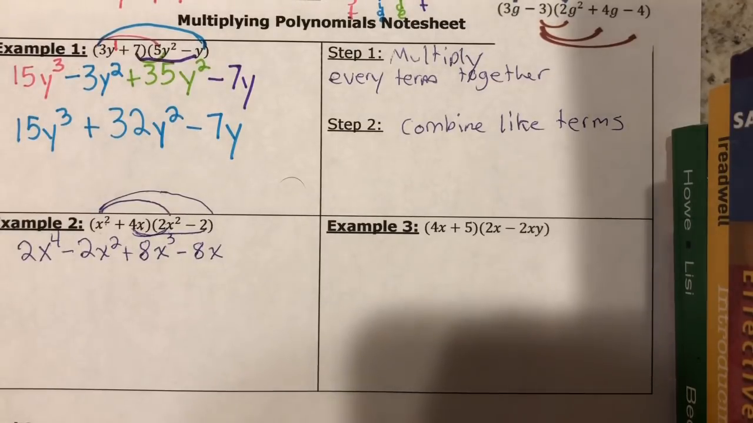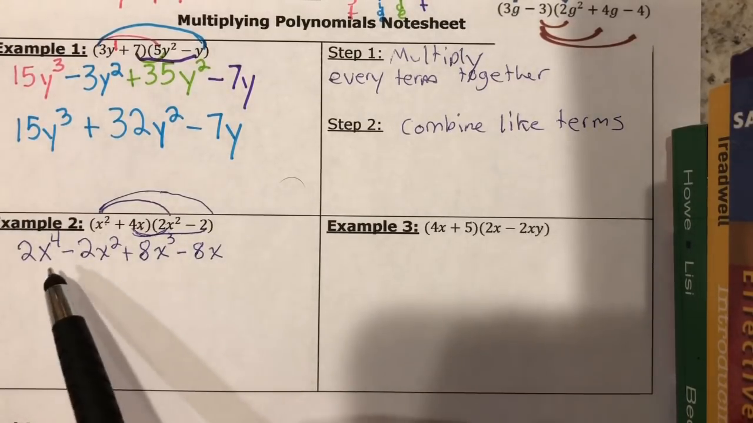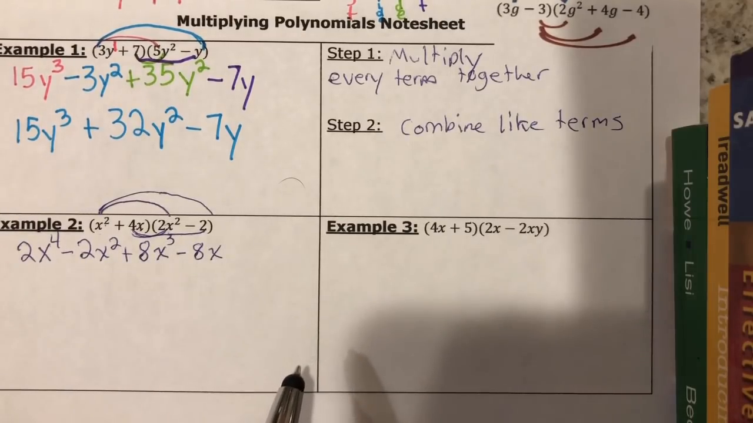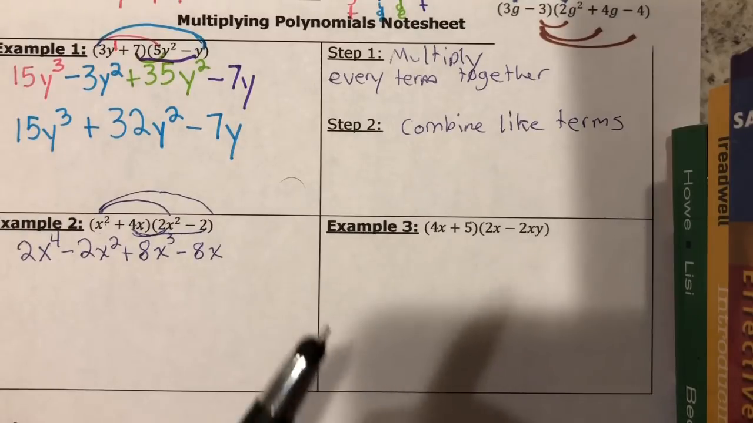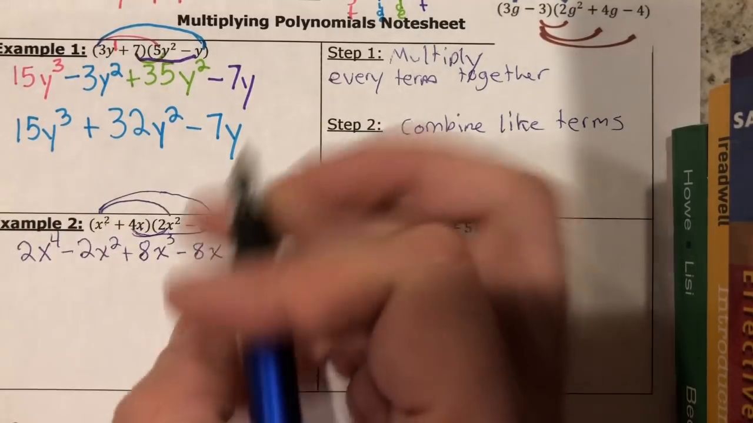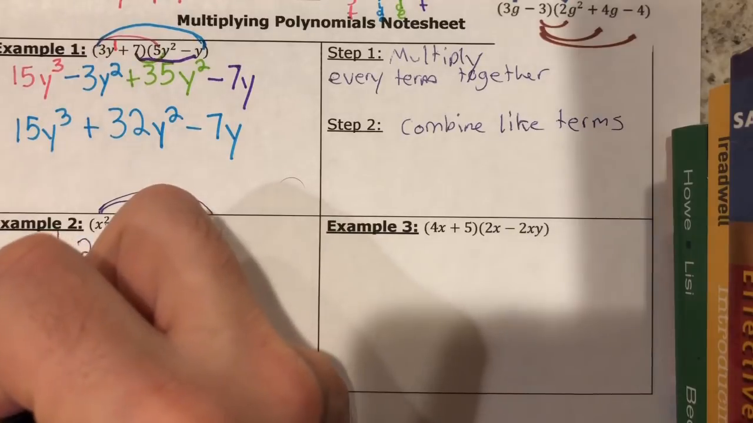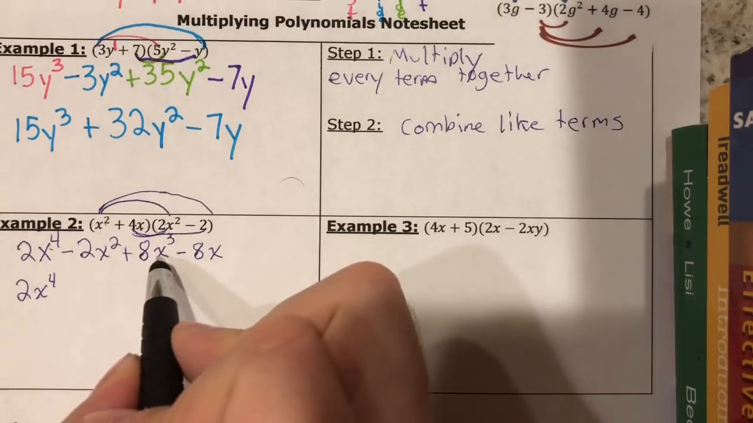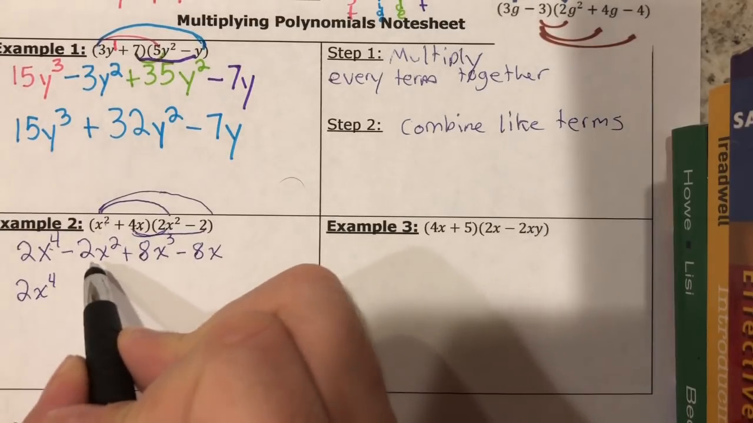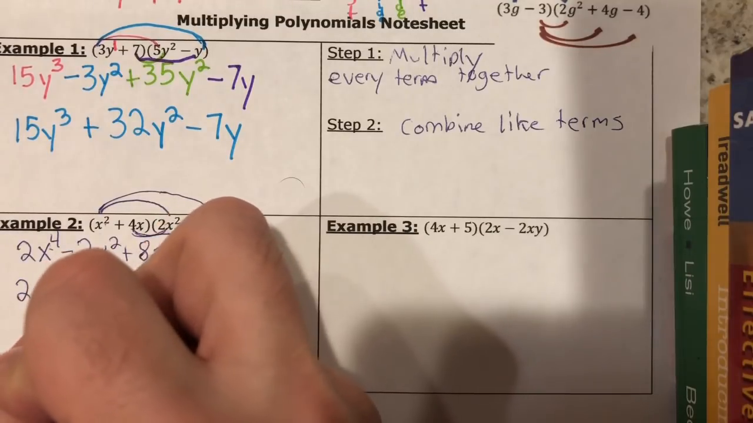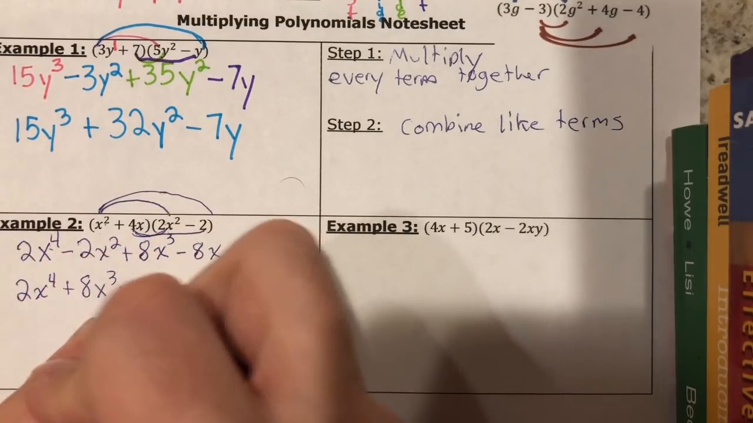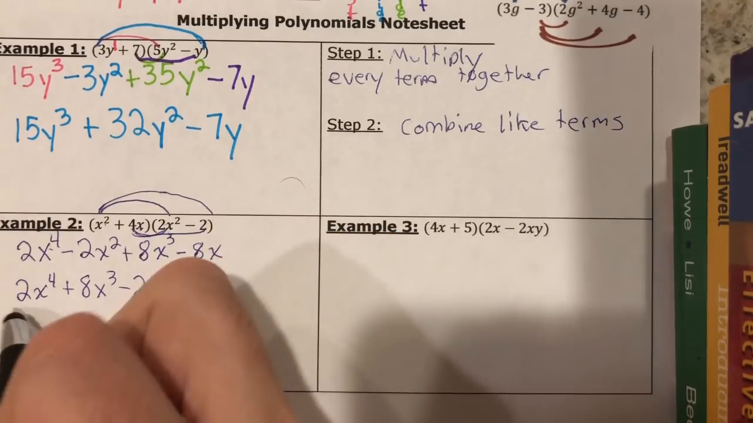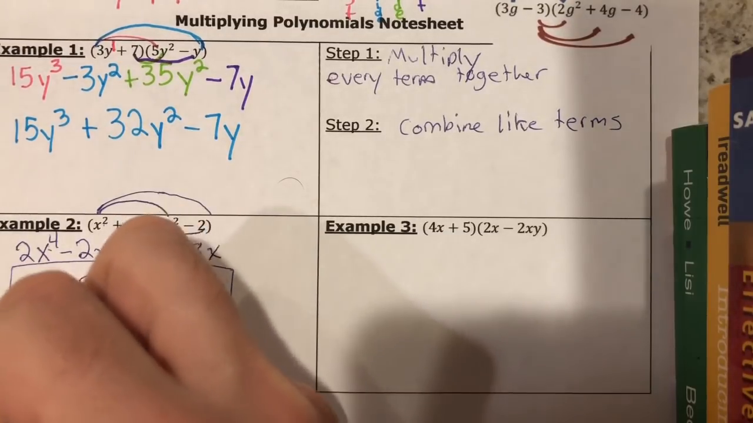In this case, it looks like we don't have any like terms, so we have x to the fourth power, x squared, x cubed, x. However, we want to write them in order from greatest to least exponent. So the greatest is 4, because this is a 4th degree polynomial. But then we should write the 8x cubed before the minus 2x squared. Biggest to smallest. And once we rearrange them, boom, done.